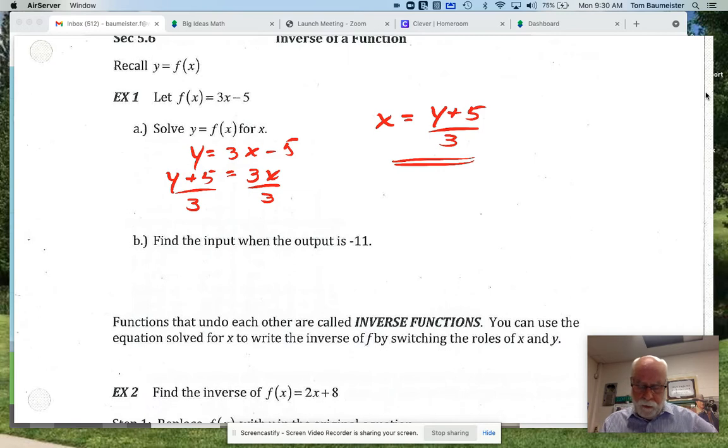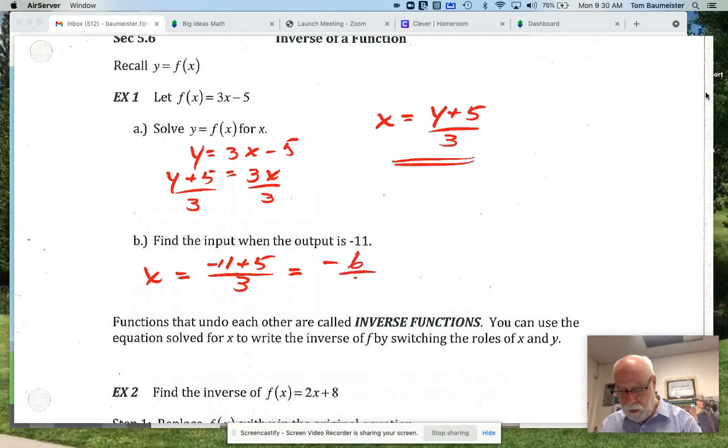And then part B asks us to find what the input is when the output is negative 11. So again, our y is still our output. So now we're just going to say x is equal to negative 11 plus 5, all of that divided by 3. So again, negative 6 divided by 3, or x is equal to negative 2.